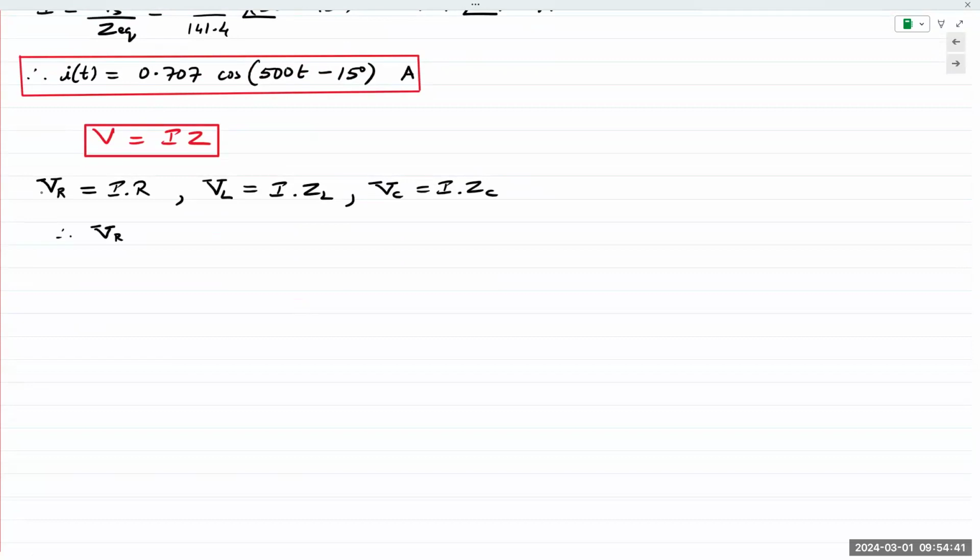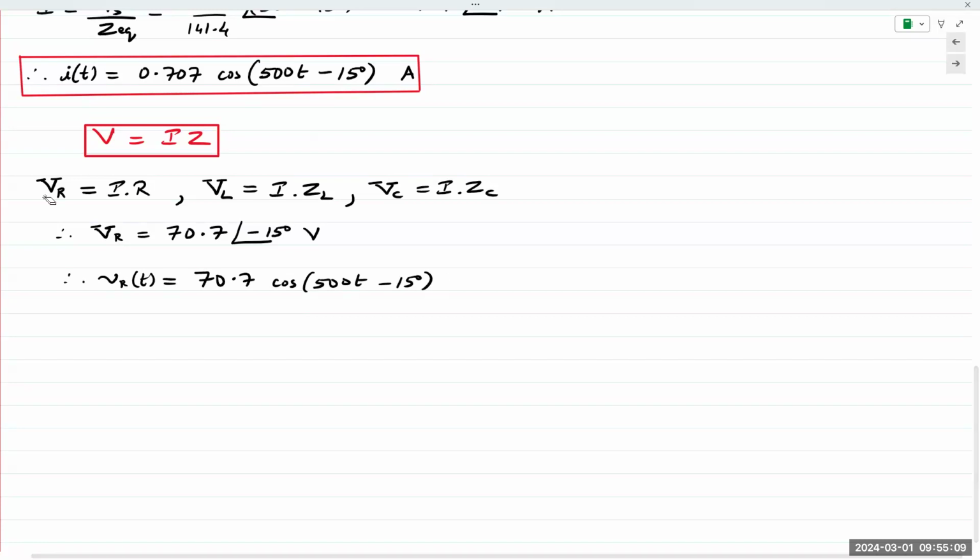Phasor for VR comes out to be 70.7 with a phase angle of minus 15 degrees, volts. Therefore, VR of t, time domain, answer would be 70.7 cos of 500t minus 15 degrees, volts.